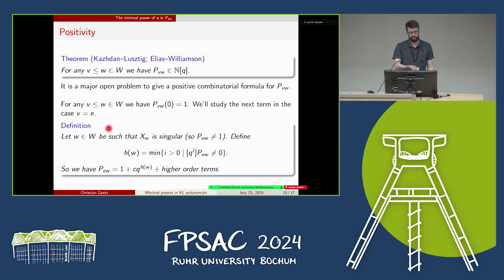What we're going to focus on in this talk is studying the next term in such a polynomial. So let's assume that we have an element such that the Schubert variety is singular, that is, not smooth. The smooth ones we saw on the last slide, the polynomial is just 1, and the smooth ones are a vanishing fraction of all the Schubert varieties. So that case is understood. But let's assume we're not smooth, so in particular the polynomial is not just 1. So there is some next term if I write my terms starting with the lowest power of Q. I will write h(w) for this power, that is the smallest positive power which actually appears in the polynomial. So my polynomial looks like 1 plus some non-zero multiple of Q to the h(w) plus some higher order things in Q.